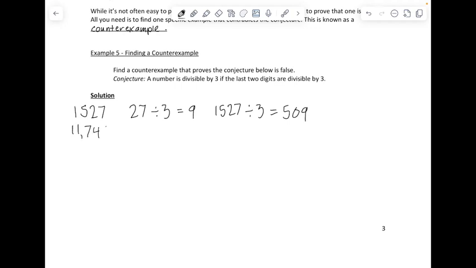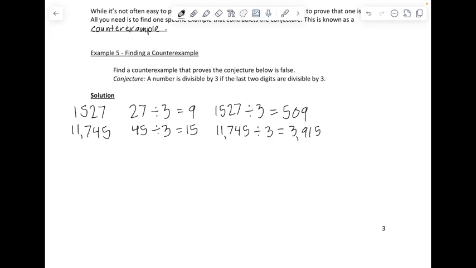Let's try 11,745. The last 2 digits are 45. They are divisible by 3 because that result is 15. If the conjecture is true, then the original number, 11,745, should also be divisible by 3. And if I do this, I get 3,915.